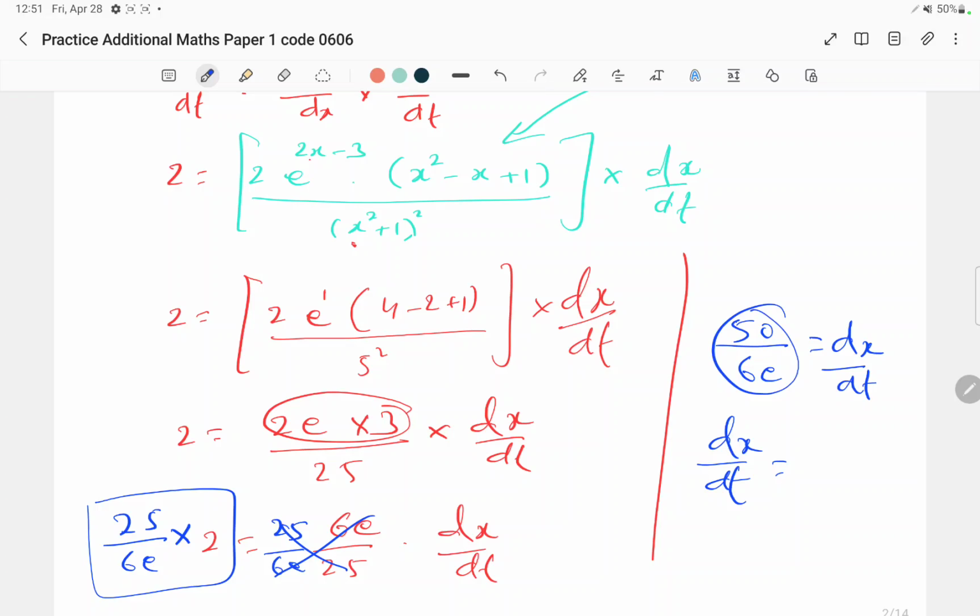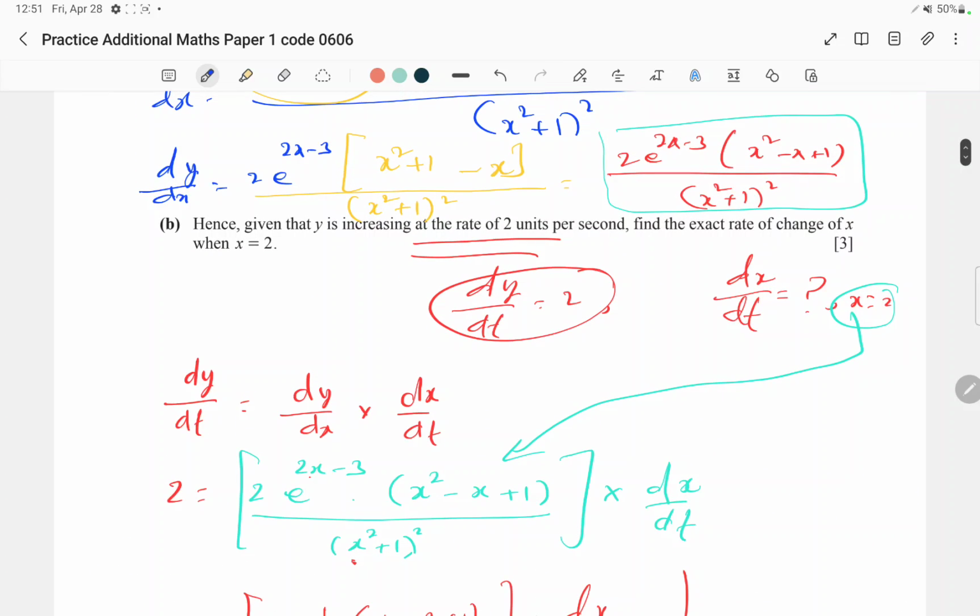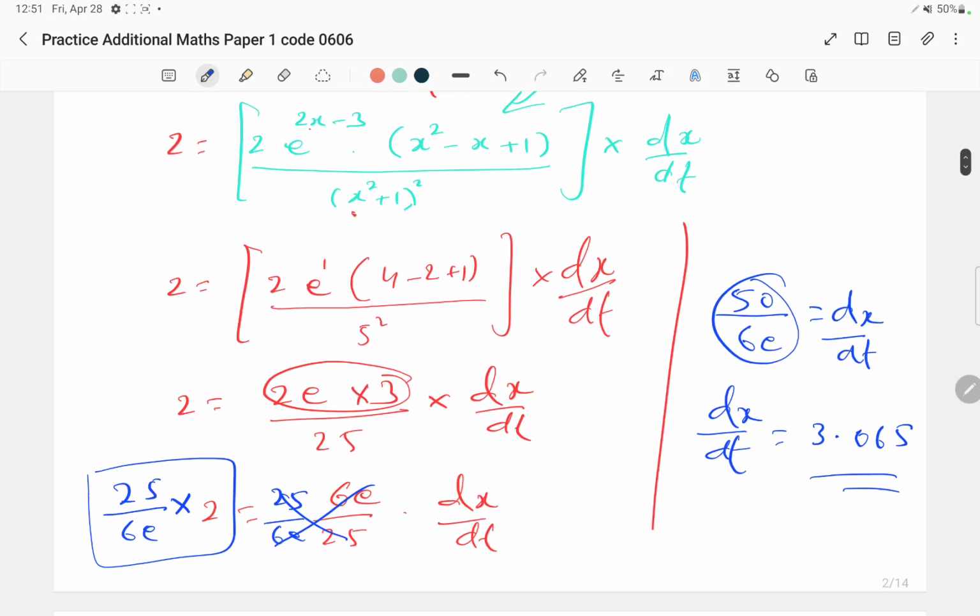We can use a calculator over here. 50 over 6 times e, that is 3.065 I got. Now we have to check whether they're asking for the exact value or what. So, find the exact rate. Okay, so we should not give it in decimal form, we have to give it in exact form. So dx over dt is 50 over 6, you can write 25 over 3e. That should be the answer.